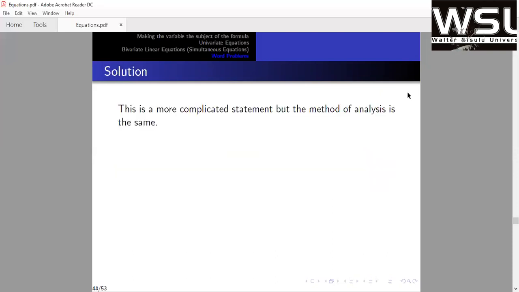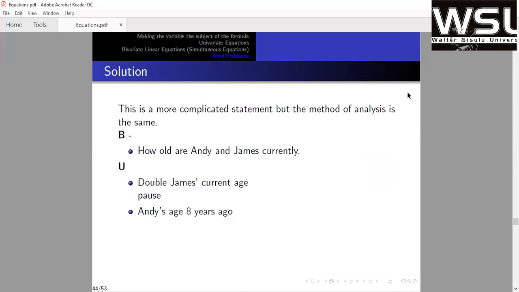Now, let us analyze this question. The back system. What is the question? How old is Andy and James? So it means all the years that we are given, none of them are their age because we want to know both of their ages. So that's the question. How old are they? So what is the information that we have? Double James' current age. That's the information we have.